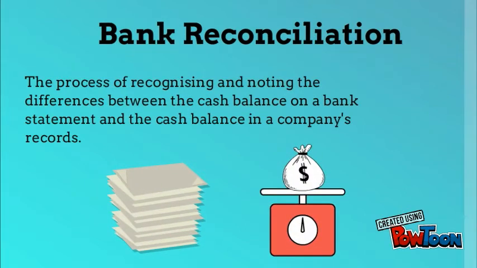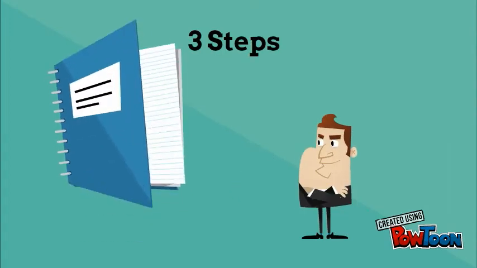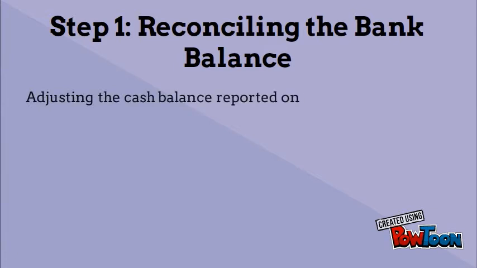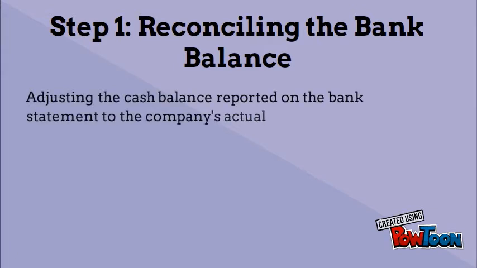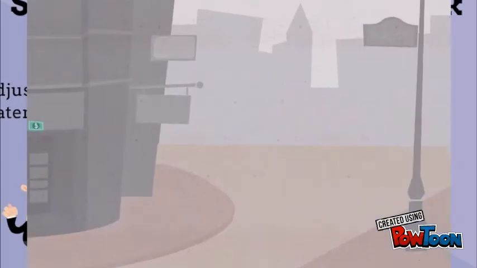To perform a bank reconciliation, a business must carry out 3 steps. The first step is to reconcile the bank balance. This involves adjusting the cash balance reported on the bank statement to the company's actual cash balance. There may be a difference in these two accounts for a few reasons.